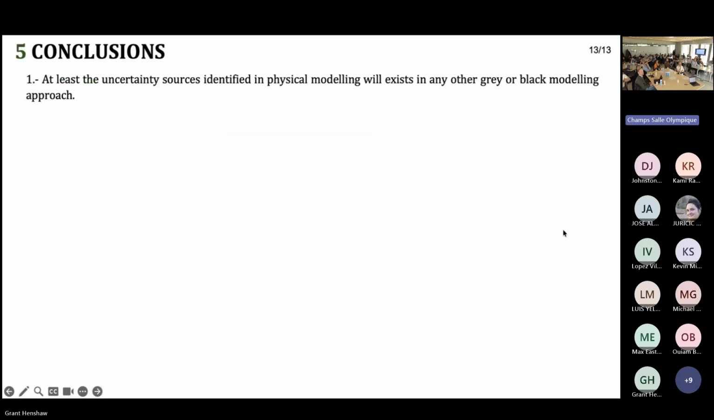The conclusions were that at least the uncertainty sources identified in physical modeling will exist in any other gray or black modeling approach. This is, if you are able to do white box modeling, and you know that you will have these errors in the variables you measure, those at least will be in any other type of modeling. And in other modeling, the modeling itself will also introduce some uncertainties.